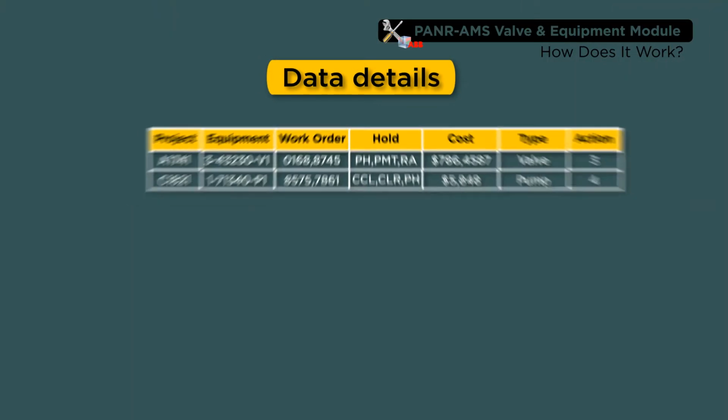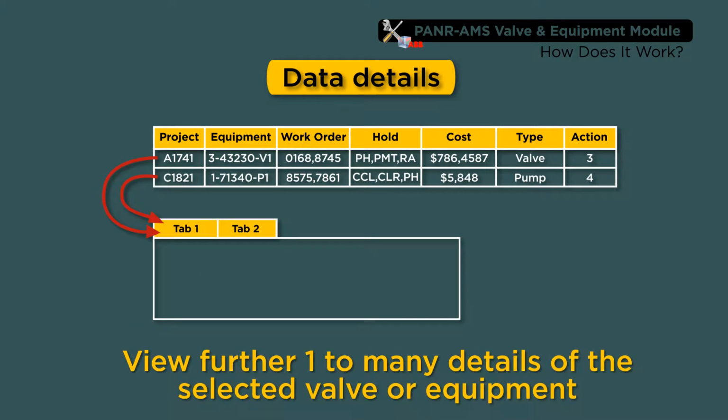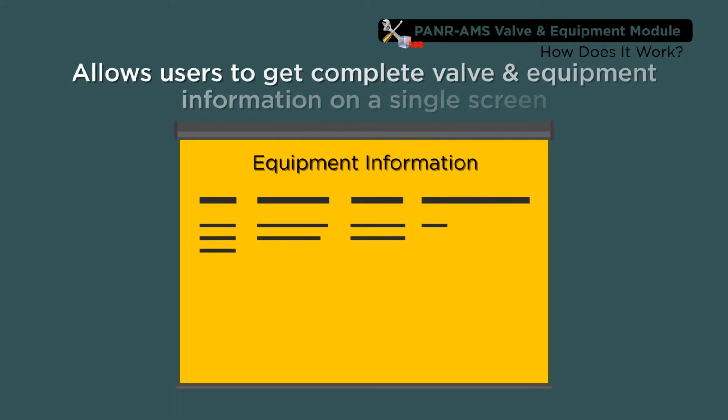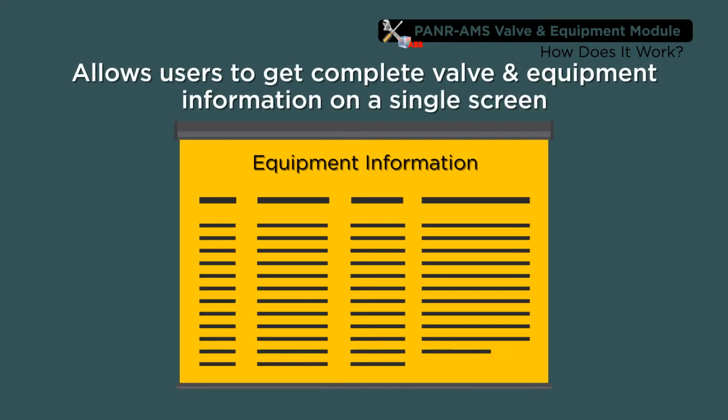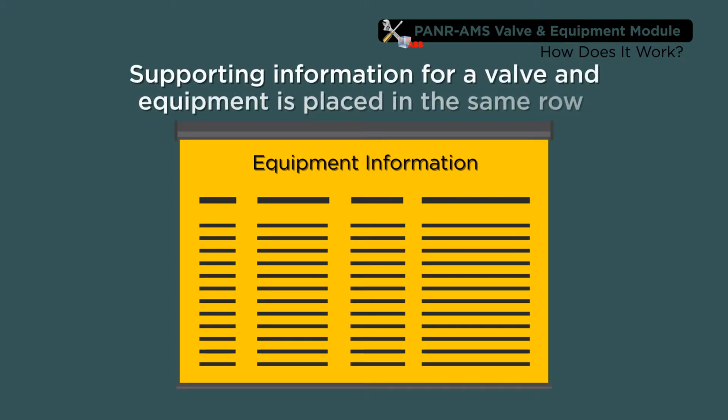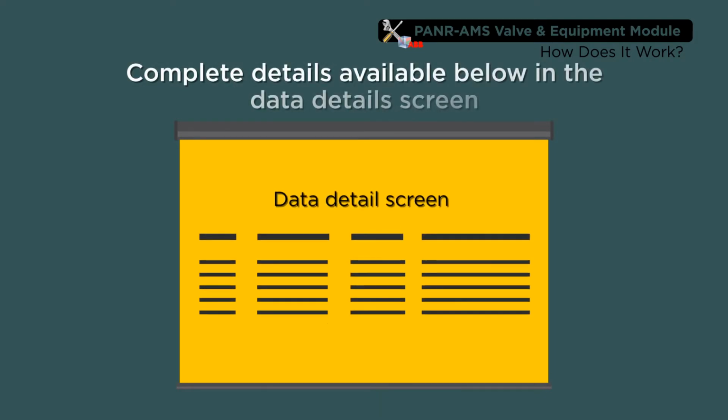With data details, view one-to-many details of the selected valve or equipment. This intuitive interface allows users to get complete valve and equipment information on a single screen. Supporting information for a valve and equipment is placed in the same row as concatenated text and complete details available below in the data details screen.